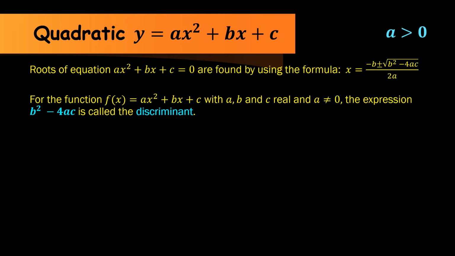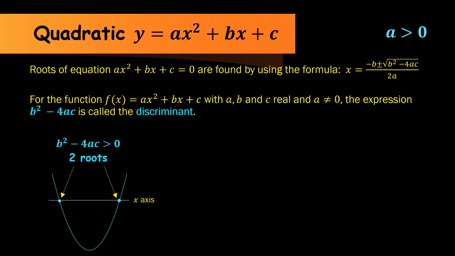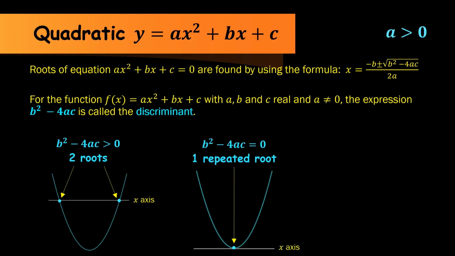Suppose a is greater than 0 in our quadratic, y equals ax squared plus bx plus c. In order to find the roots of this equation, we use the formula x equals minus b plus or minus the square root of b squared minus 4ac, all over 2a. As we said in the earlier slide, b squared minus 4ac is called the discriminant. When b squared minus 4ac is greater than 0, we have two roots. When b squared minus 4ac equals 0, we have one repeated root. And when b squared minus 4ac is less than 0, we have 0 roots.